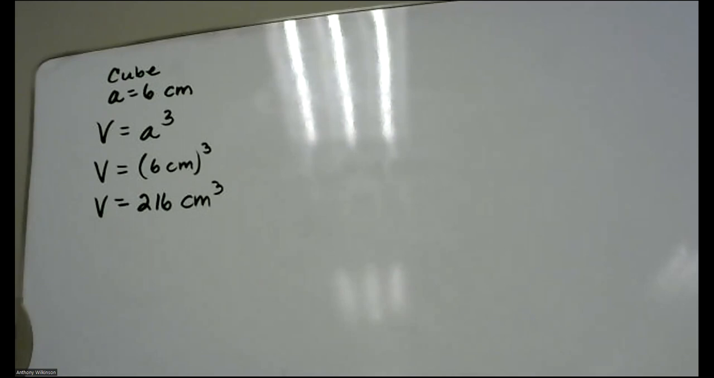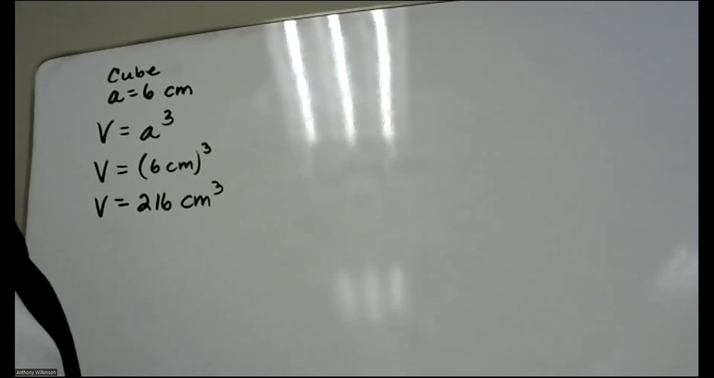When you write down your answer, don't write down just the number itself, you have to write down the appropriate unit, and that's cubic centimeters in this case. So the volume of the cube would be 216 cubic centimeters. All right, questions on that?